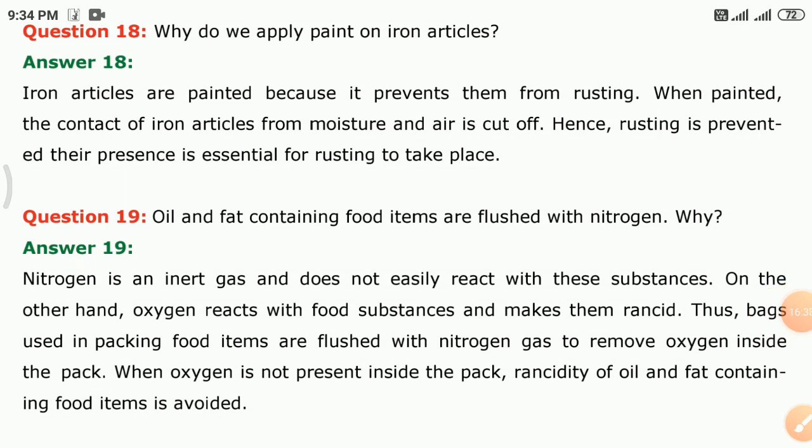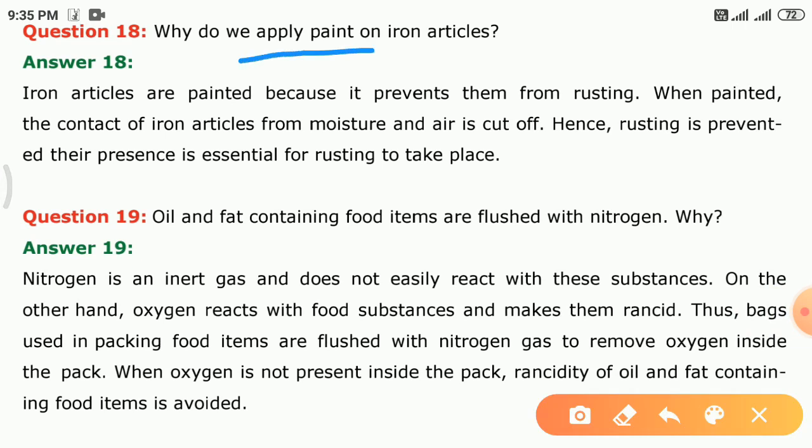Question number 18 is, why do we apply paint on iron articles? We know that iron articles, if they are exposed to moisture, will react with the moisture and convert to rust. That process is called rusting. So for preventing rusting, many methods are used. One of the methods is painting, or we can say applying paint. So iron articles are painted because it prevents rusting.